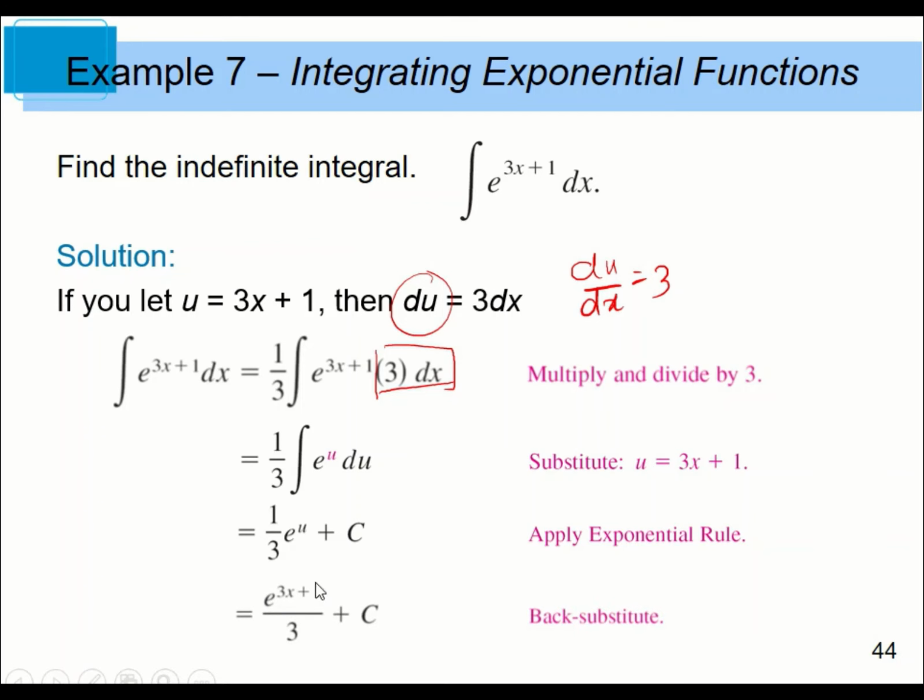In this case, we can see that the 3 is the u prime. So when we have the integral of 3e to the power of 3x plus 1, this is the u prime, and this is e to the power of u. So we can use the integration rule for exponential functions to solve this.